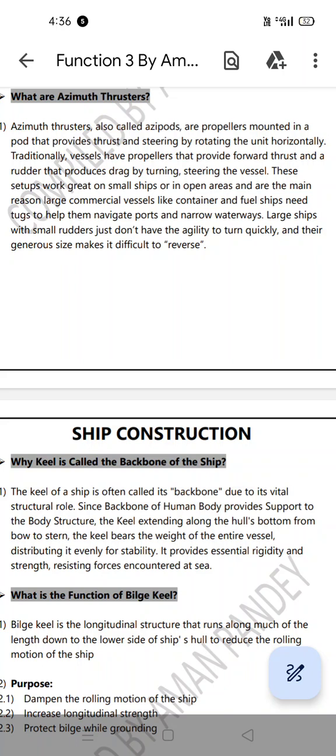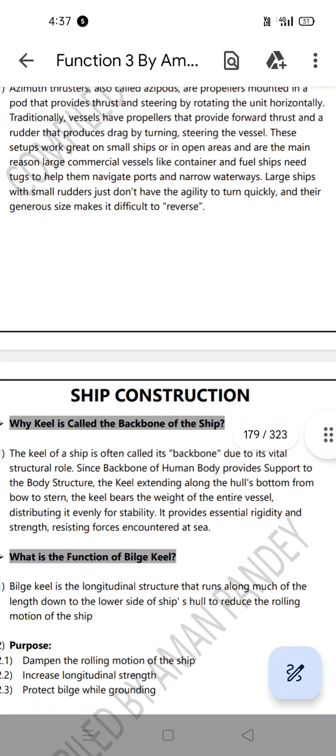Propellers are mounted in a pod that provides thrust and steering as well, so there is no need of any kind of rudder, with steering done by rotating the unit horizontally. Traditional vessels have propellers that provide forward thrust and a rudder that produces drag by steering the vessel. These setups work great on small ships or in open seas, but large commercial vessels like container ships need tugs to help navigate them.